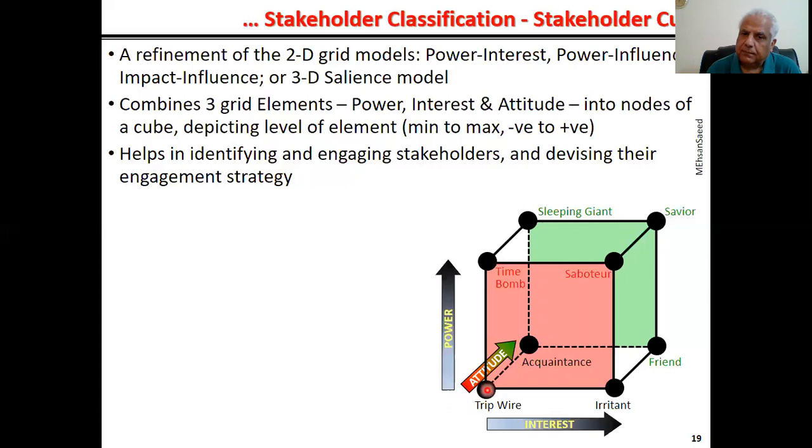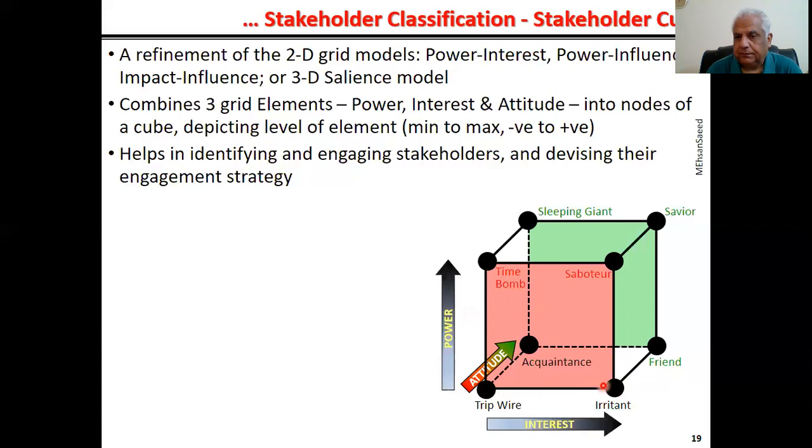Here is a stakeholder who has a lot of power and a negative attitude. He's a ticking bomb. He can harm you anytime. This tripwire: if instead of power he starts gaining interest in the project, he is only going to become an irritant for you.